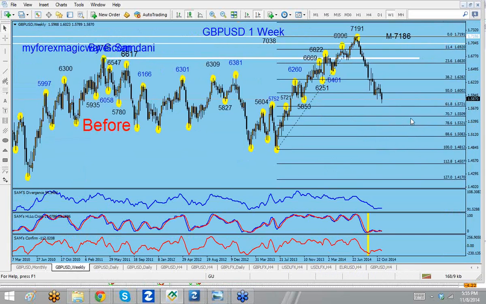Okay, all right. So I'm going to go and make a video about maybe Euro USD something. They're setting up, and Aussie as well. Aussie is also going down again.